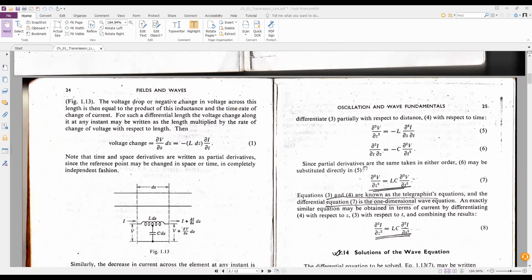Since partial derivatives are the same taken in either order, instead of 6 we can write this value, ∂²/∂t∂z. Instead of this we can write this one in 6. Put this 6 into equation 5, then you will get this kind of equation.